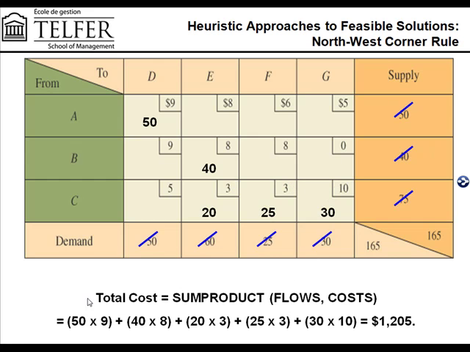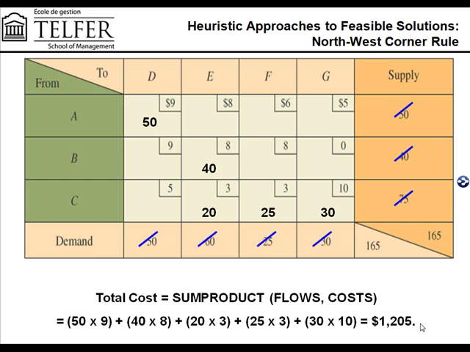So in Excel, you could do that very easily if you had two different rows or columns, one with your flows and one with your costs. You can multiply those together and take the product using sum product. So your overall cost of transportation in this case is $12.05.